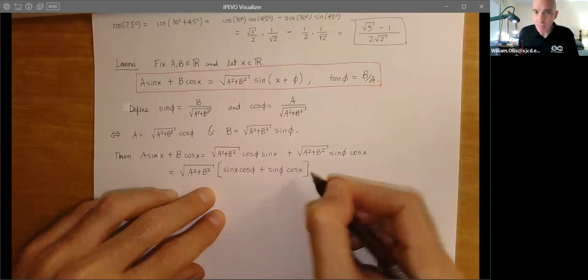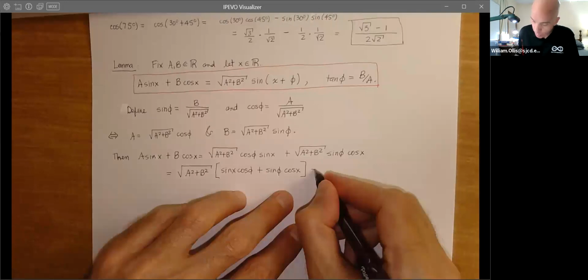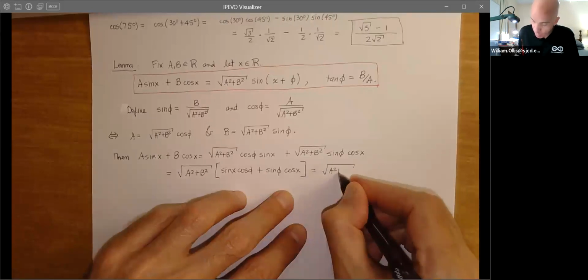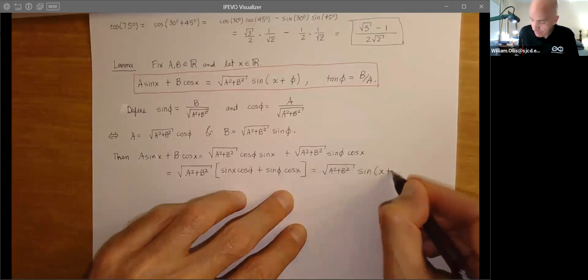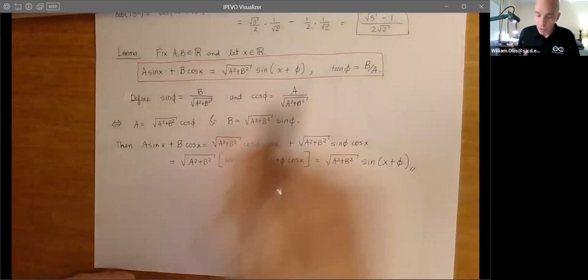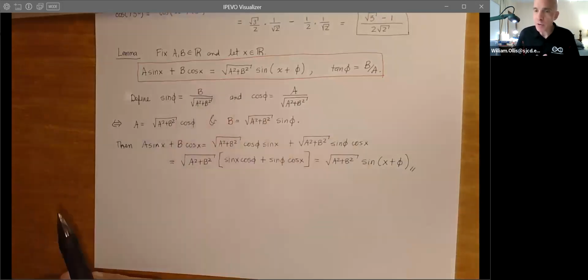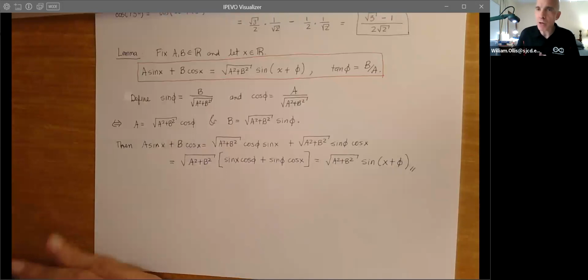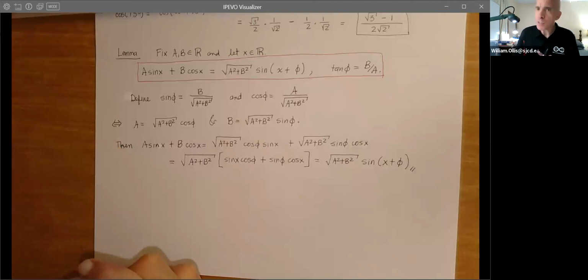But that's exactly the sum formula for sine, the way I told you you should write it. And so this will just be the square root of A squared plus B squared times sine of x plus phi. So if you want to do these by thinking about a little triangle where WebAssign asks you to write this as one term, this is the formula right here. Very straightforward. So what we're just trying to do is combine some of the trigonometric notions we have into new identities that'll help us with problems.